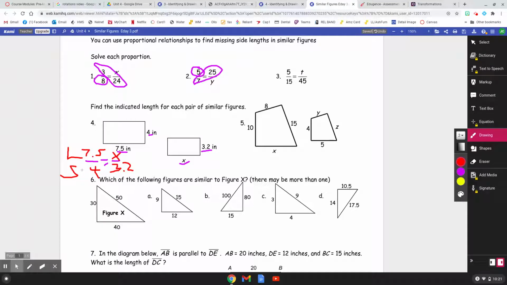That's all we're doing, setting up a proportion and labeling it out. Then you do your cross multiply and divide. If we have a figure that looks something like this, go ahead and try to set that up and see how you do. We're going to have to find each one of these missing ones: x, y, and z.